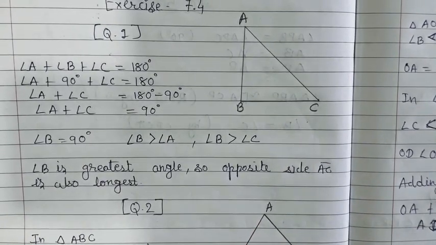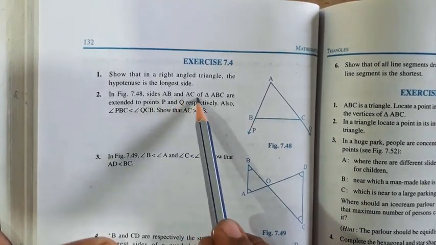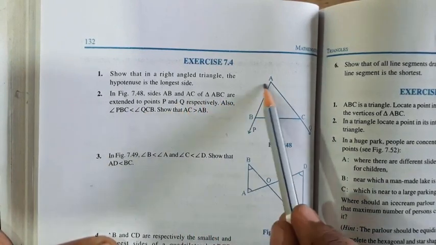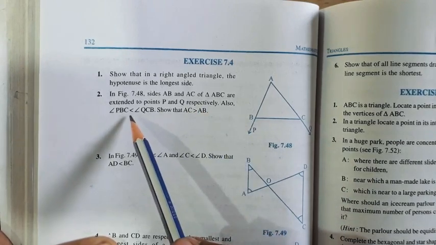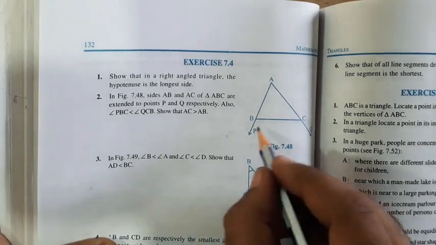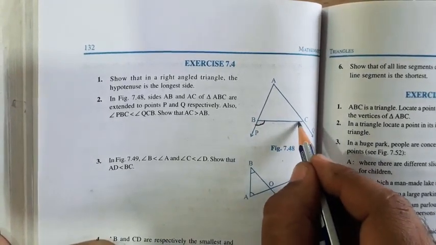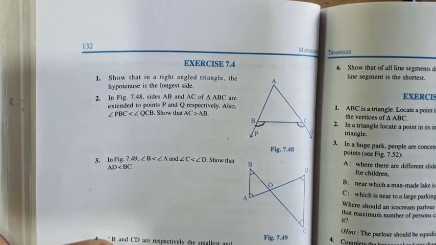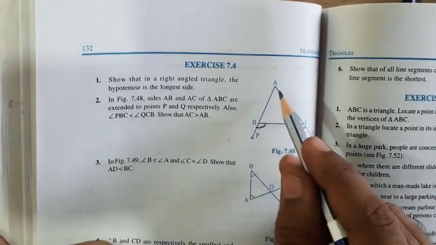Now question number 2. In figure 7.48, sides AB and AC of triangle ABC are extended to points P and Q. इसको लंबी करनी है P and Q तक respectively. Also angle PBC is less than angle QCB. PBC means this angle is smaller than QCB. इससे छोटा है. This is smaller than this. It is given in the question. So we have to show that AC is greater than AB.